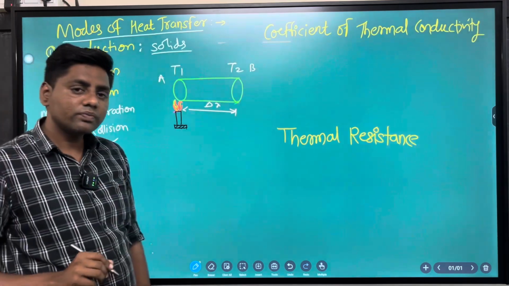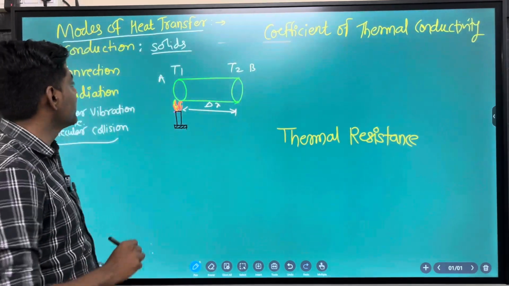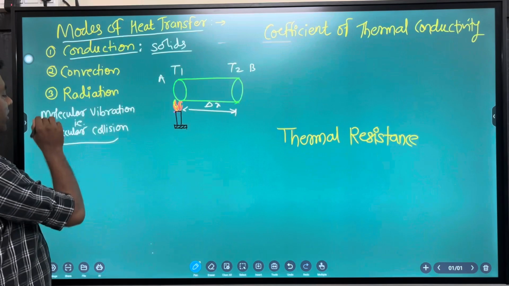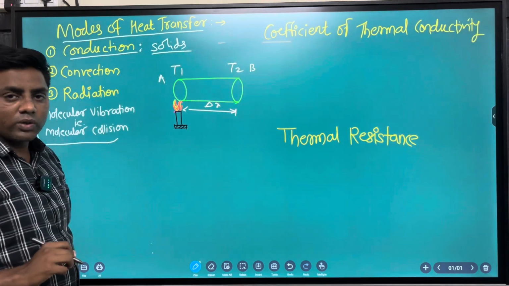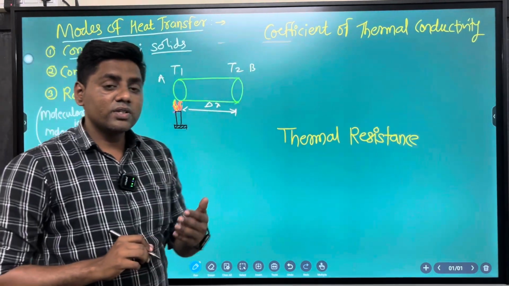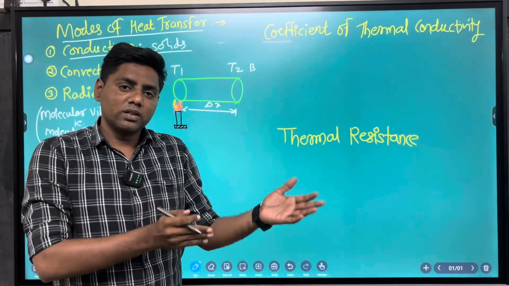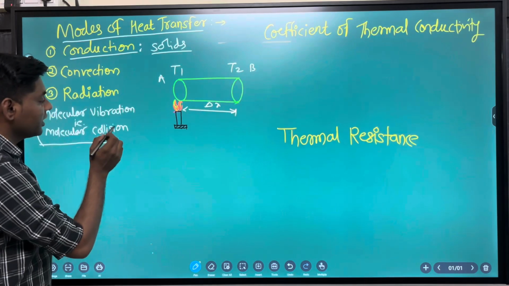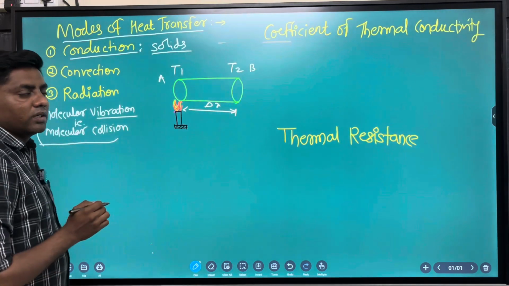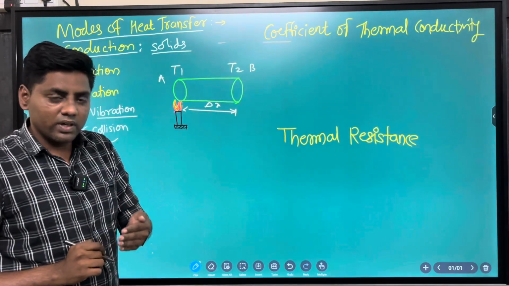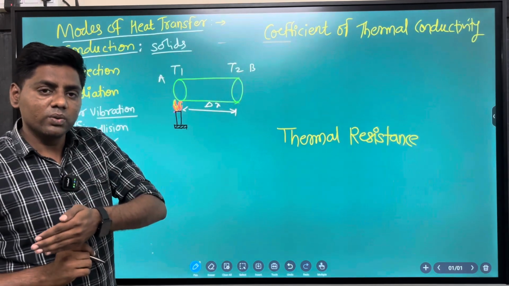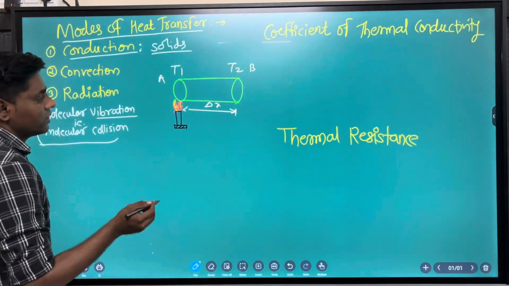So how does heat transfer take place in conduction? Very easy. You have to remember it by means of molecular vibration. It means there is no actual movement of molecules from one point to another point. There is only vibration. Due to the vibration, heat transfers from one molecule to another molecule.